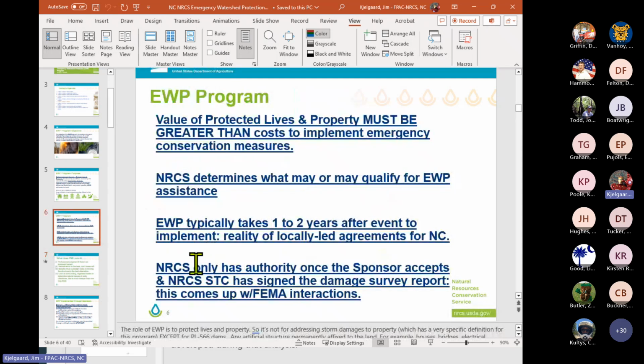And then NRCS only has authority. This sometimes comes up if we're interacting with our folks in FEMA, maybe our state emergency management. We only have authority for a particular site or set of sites once the sponsor accepts and the NRCS state conservationist, that's STC, has signed the damage survey report or has submitted it up to headquarters for funding. And as noted here, that may be after some interactions with FEMA as well, because we don't want to double dip. We don't want to be applying stuff. And in North Carolina, we also have some state programs that deal with stream issues and debris. And so we don't want to be overlapping reaches or sites that have been assisted with funds from another source.